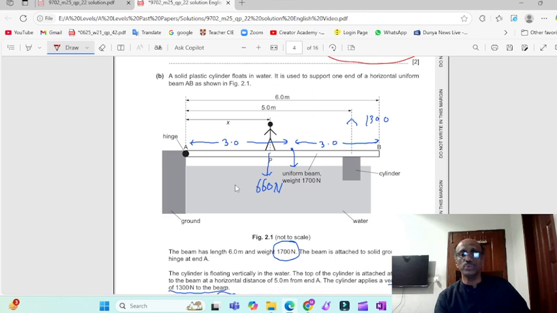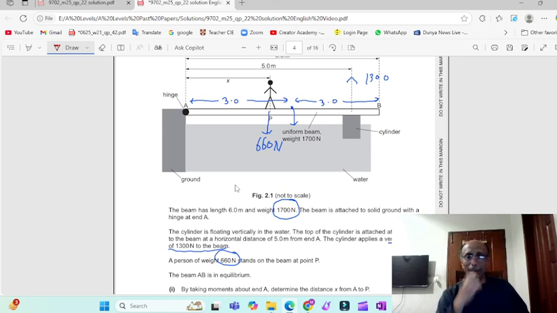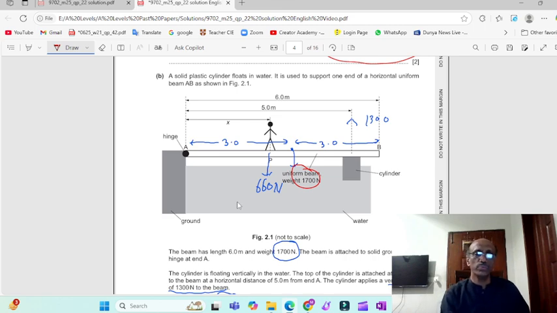Now the next part is related to a solid plastic cylinder that floats in the water. It is used to support one end of the horizontal uniform rod AB as shown. The beam has a length of 6 meters and a weight, so the weight will act at its center. From the total length of the rod, which is 6, this length will be 3 meters from point B. The student is standing on this rod.